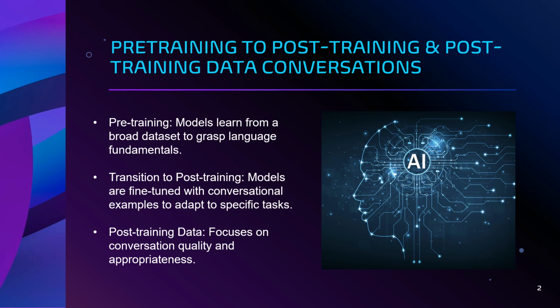On this slide, the topic is pre training to post training and post training data conversations. I'm going to go over some key points here. One of them is pre training. This is where models learn from a broad data set to grasp language fundamentals. Second key point is how it transitions to post training. Models are fine tuned with conversational examples to adapt to specific tasks. And the last key point of this slide is post training data, which focuses on conversation, quality, and appropriateness.